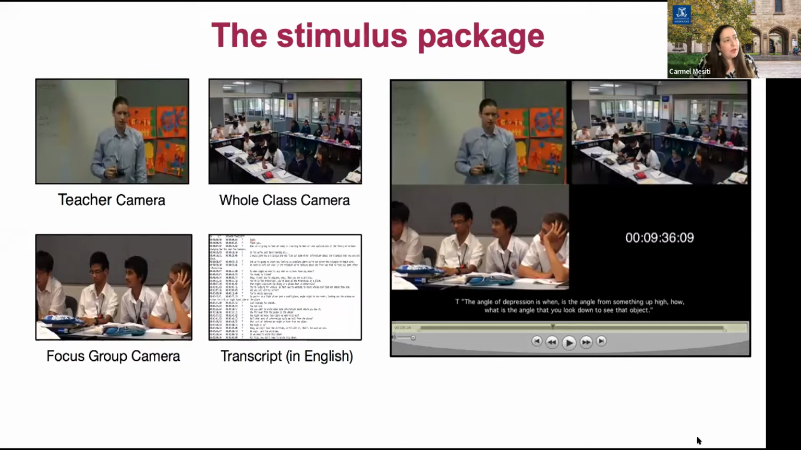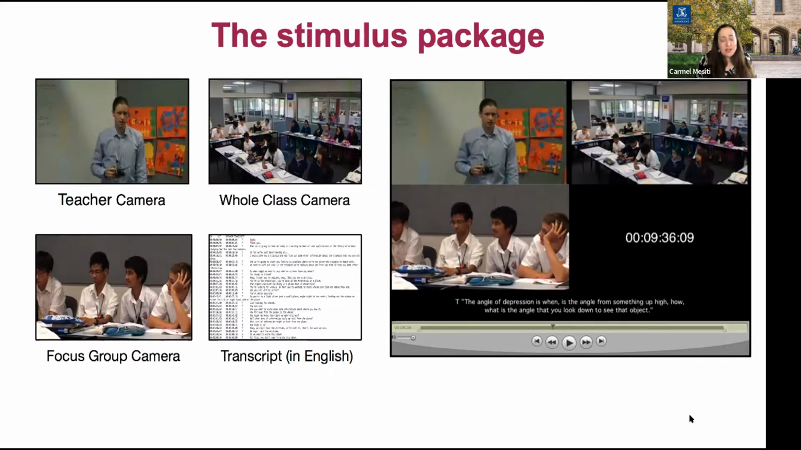So the project began with 9 countries. So at this time we had 9 lessons. So they were sent to Melbourne. We created a stimulus package from these 9 lessons. And they were returned to each team. So each team received a package with 9 lessons of maths teaching from around the world. So this was not the data of the project.